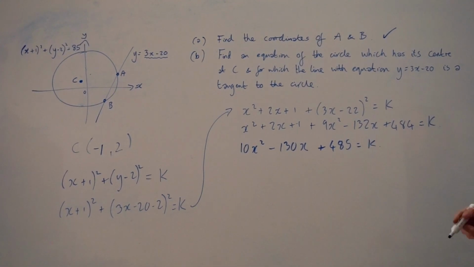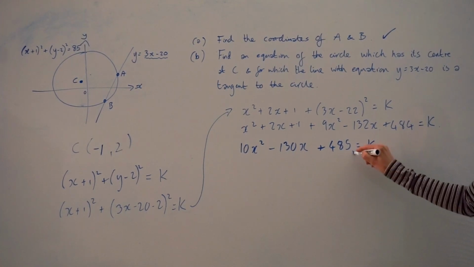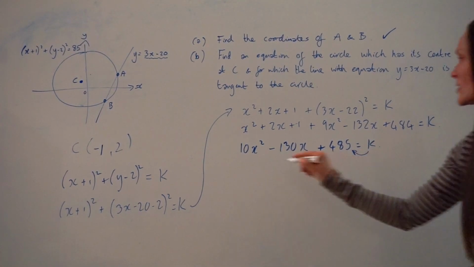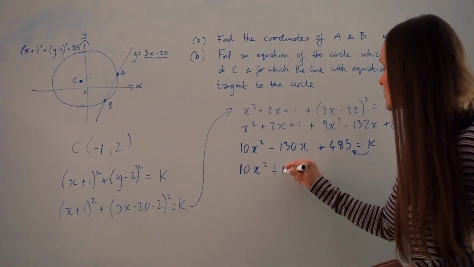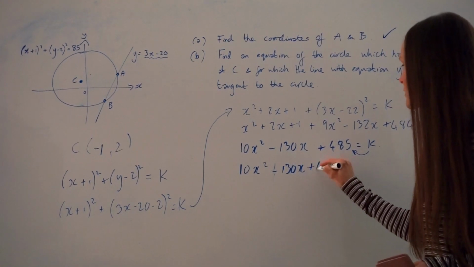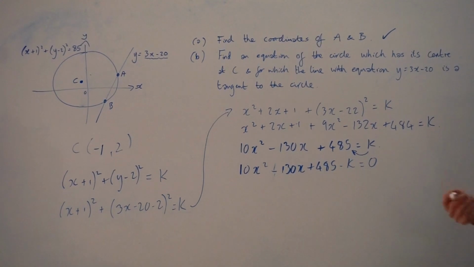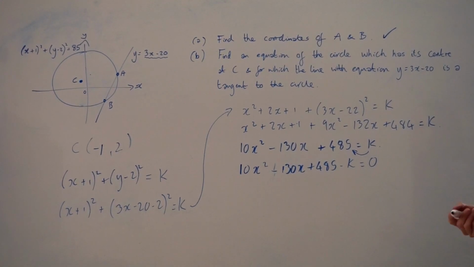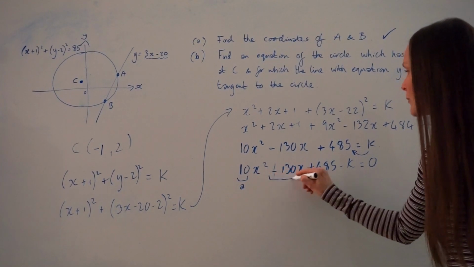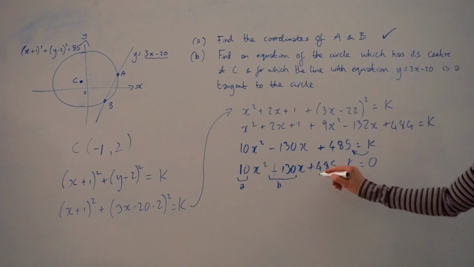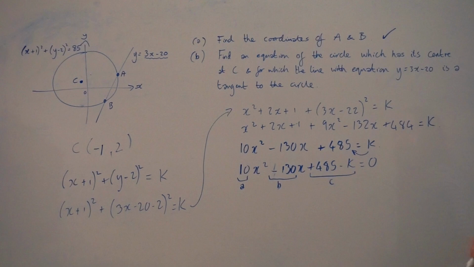So before I can find the discriminant, I need this quadratic to equal 0. So I'm also going to move my value of k over to the left-hand side. So now the equation is 10x squared minus 130x plus 485, take away k. Remember the discriminant is b squared minus 4ac. Well, here's my value of a, 10. My value of b is negative 130, and then my value of c is all of this, the constant, the part without the x's.